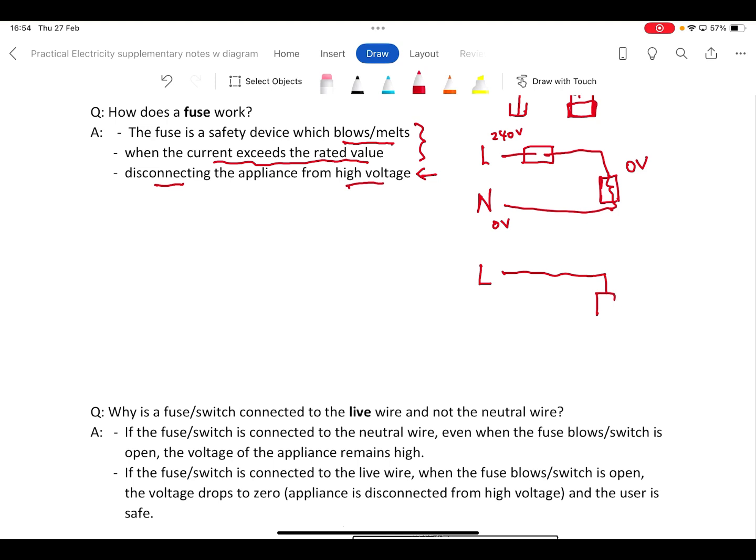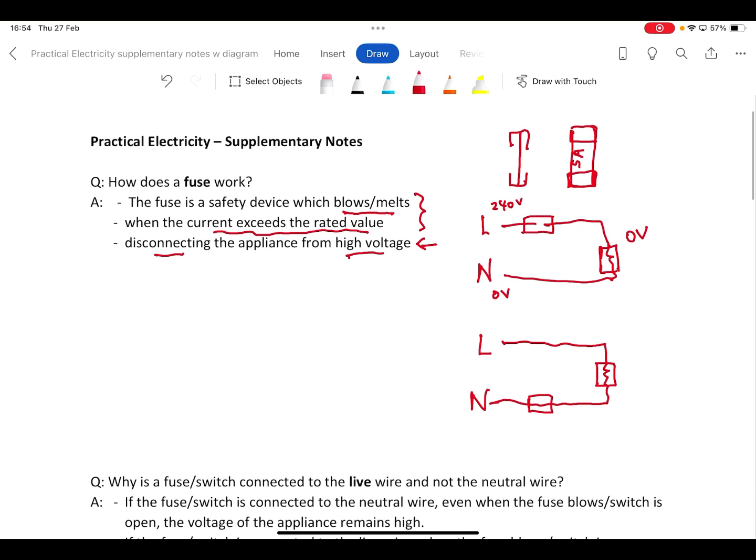Doesn't do anything? What do you mean by doesn't do anything? Because the main point of it is to stop the current from being too high. But you say it is to stop the current. Is that the correct way to phrase it?